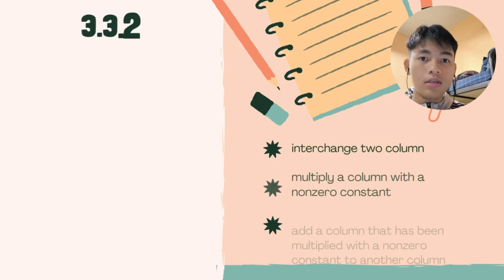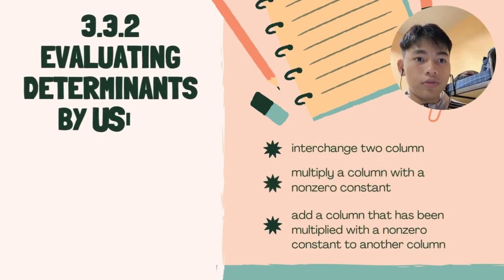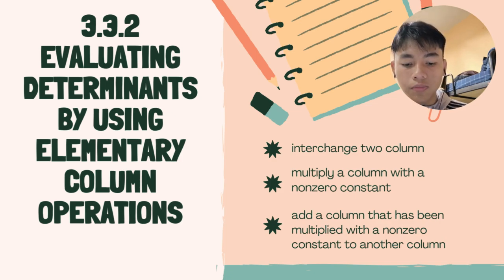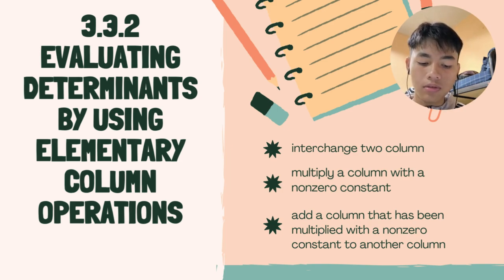Next, I'm going to explain 3.3.2, which is evaluating determinants by using elementary column operations. There are 3 elementary column operations. First, interchange 2 columns. Second, multiply a column with a non-zero constant. And third, add a column that has been multiplied by a non-zero constant to another column. These operations can be performed on any square matrix to help us reduce the matrix and get the value of the determinant. However, they cannot be used in solving systems of linear equations.